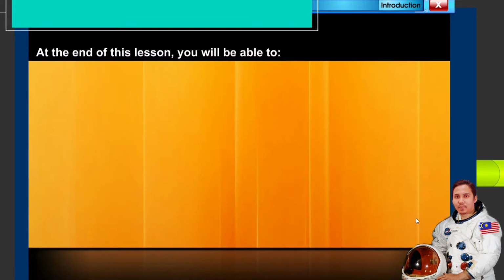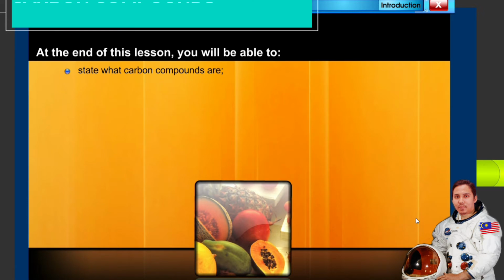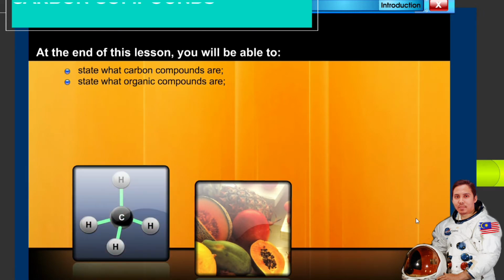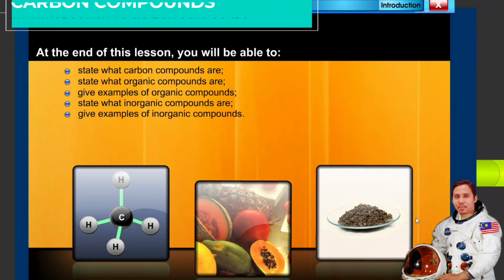At the end of this lesson, you will be able to state what carbon compounds are, state what organic compounds are, give examples of organic compounds, state what inorganic compounds are, and give examples of inorganic compounds.